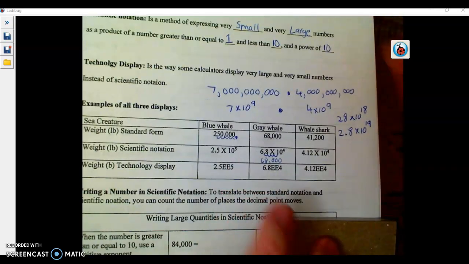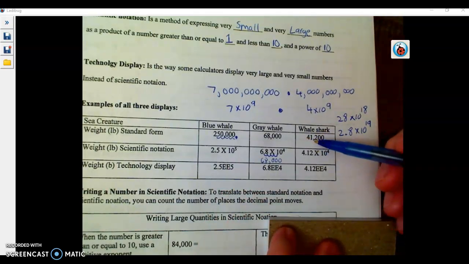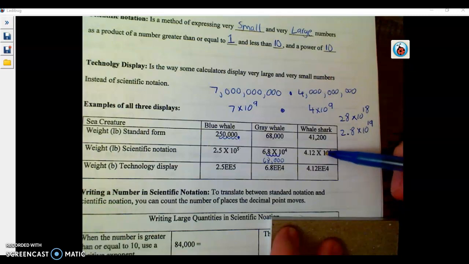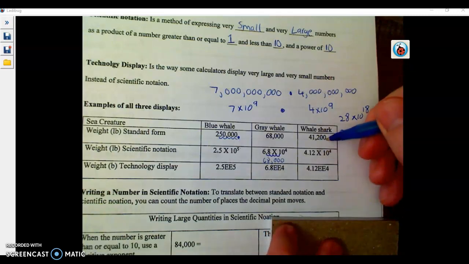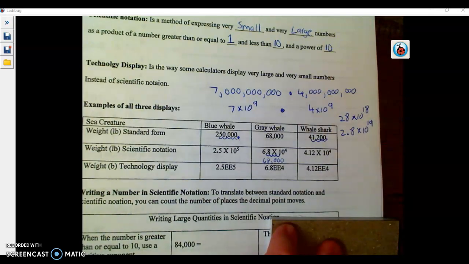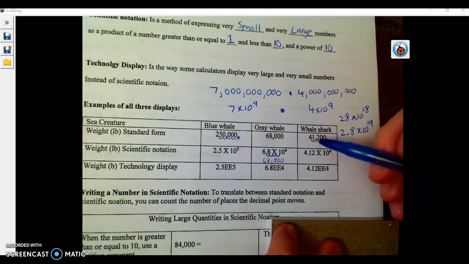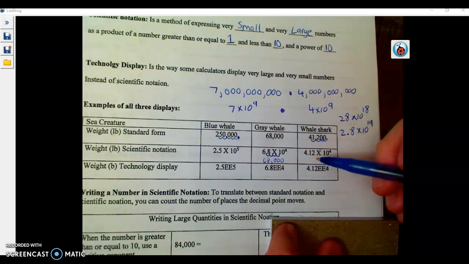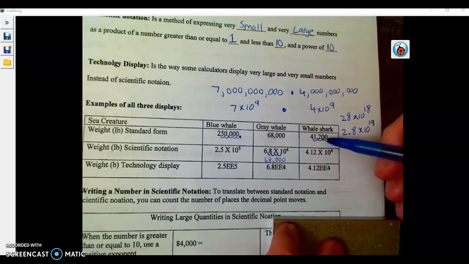And the last example here, whale sharks, 41,200. If my decimal point would be here, in scientific notation we always need to move that decimal point right after the first number. So it'd be 4.12 times 10 to the power of 4, because I moved that decimal 4 times.